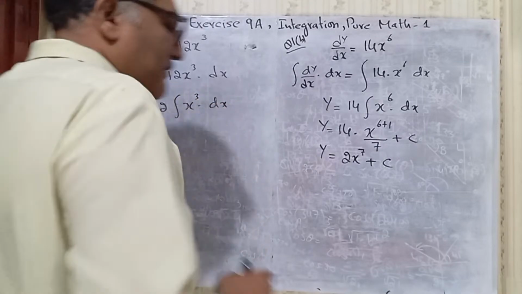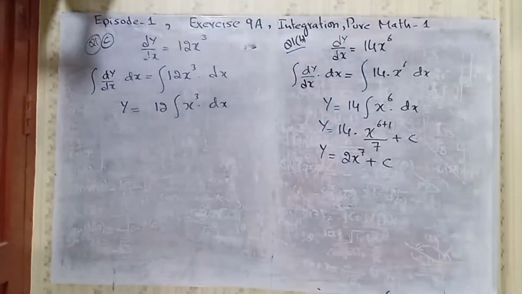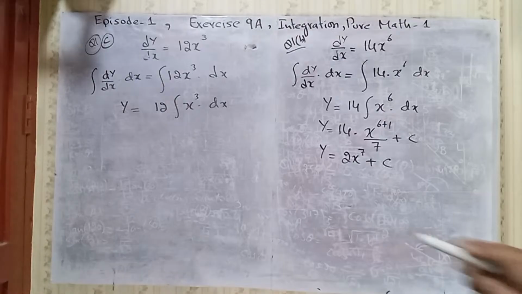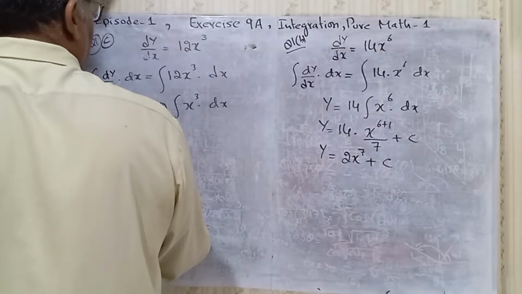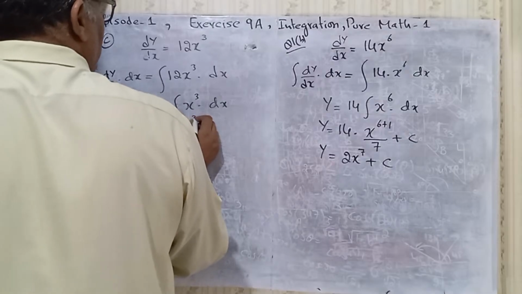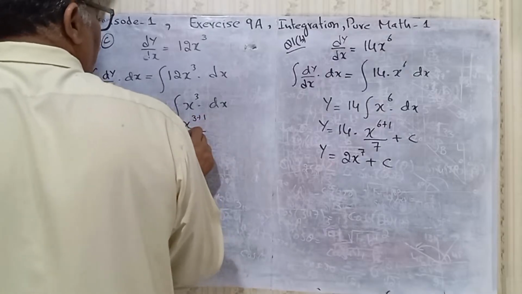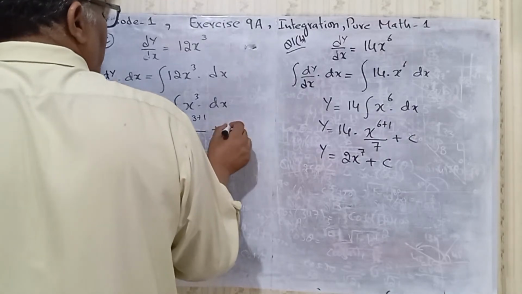Okay, because the 12 is a number which is multiplying there. So what we do, we take the 12 outside. And when we integrate, we add the power and we divide with that number. Whatever that power becomes, we divide with that same number. So y will be equals to 12 and this will become x raised to power 3 plus 1 is 4. So divide with the 4 plus c.